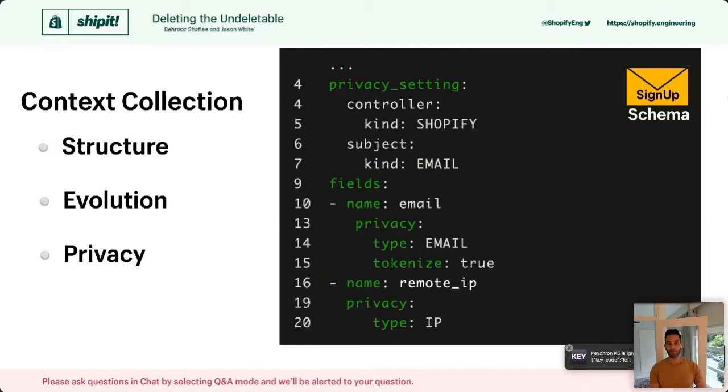And last and most importantly is privacy context. Every personal field in this schema is tagged as such. And you can see, for example, here we have an email and IP address that are marked to be email and IP. There's also a privacy handler tag that says what to do with this personal information, which we'll talk about later.